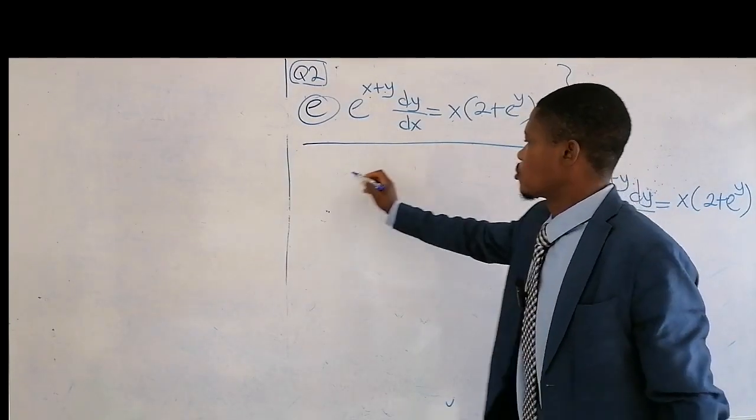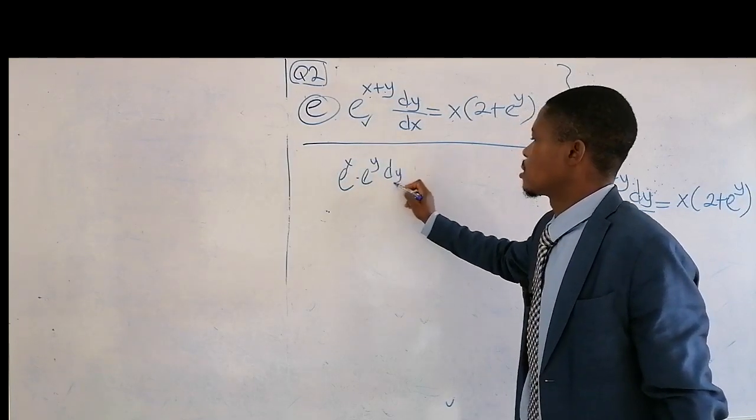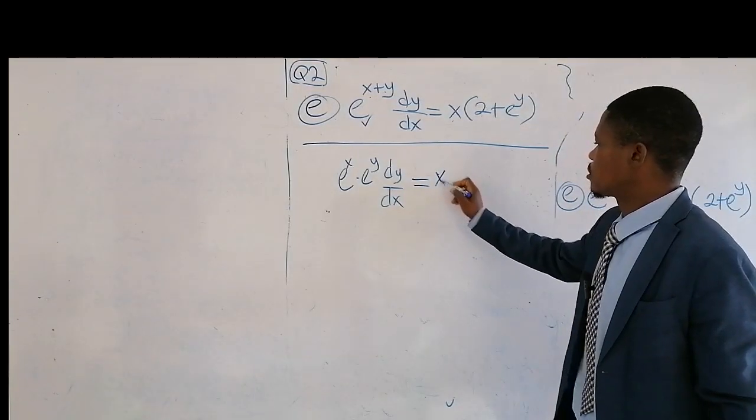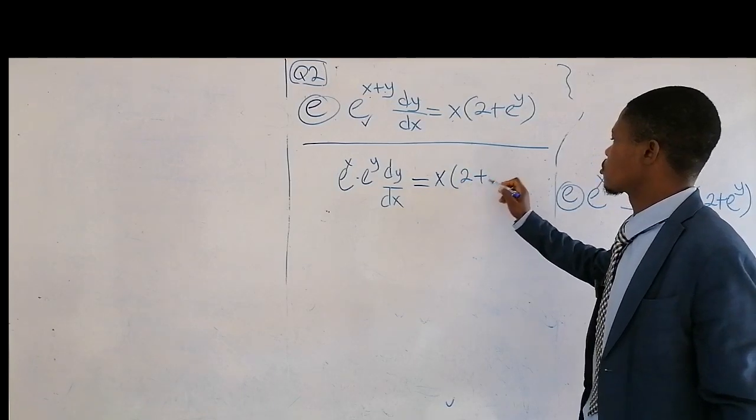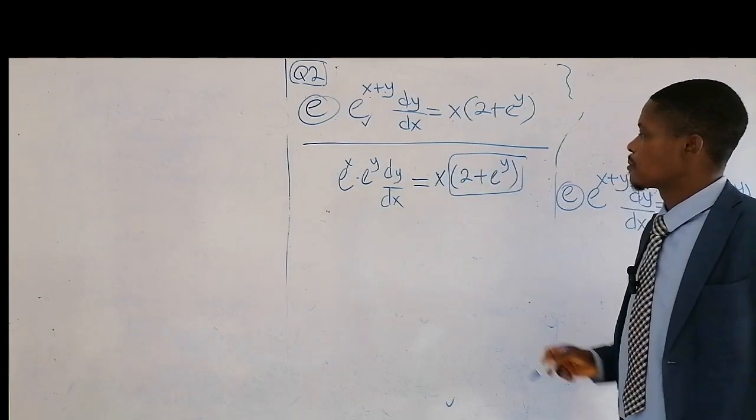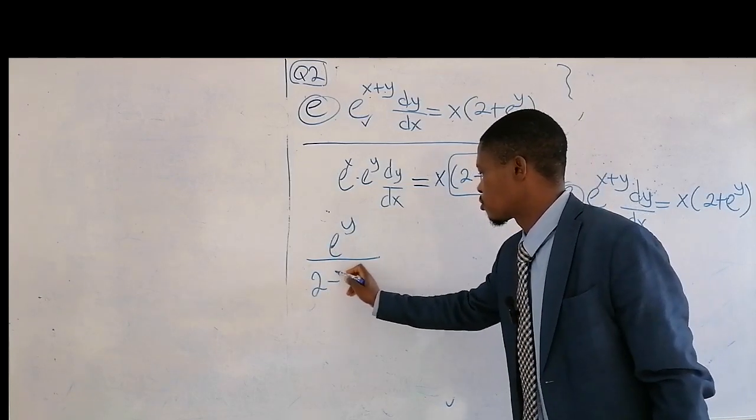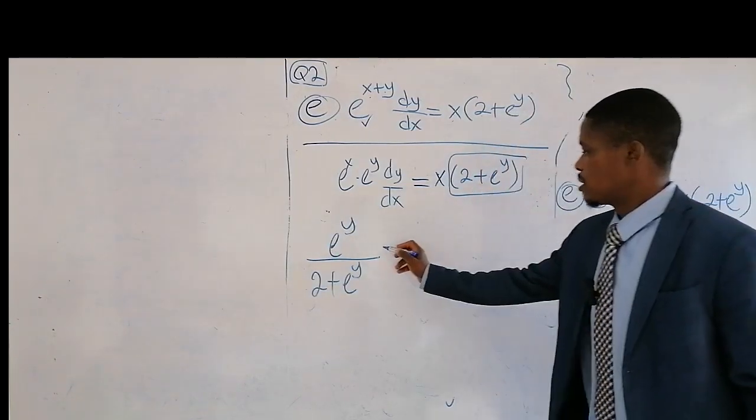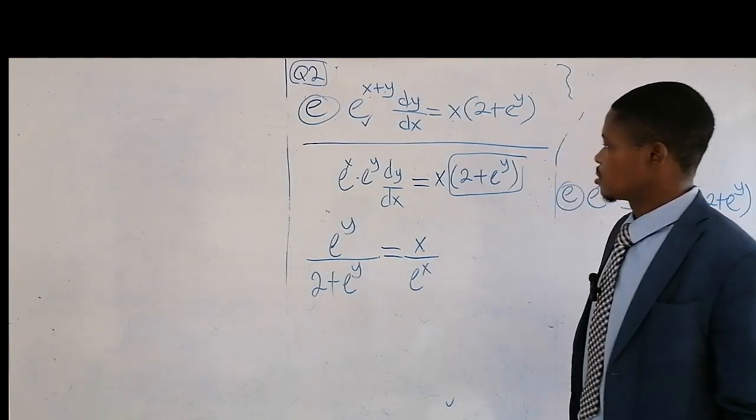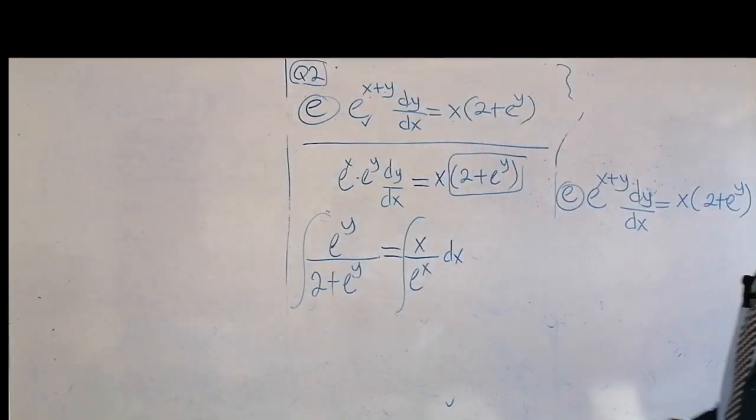Solution: we're going to split this into 2 parts, dy dx, then it is equal to 2x times 2 plus this. So we are going to remove this one from here, remove this one from here, and that will be this one all over 2 plus exponential to power y equal to x over this, then dx. Integrate both sides, integrate both sides.